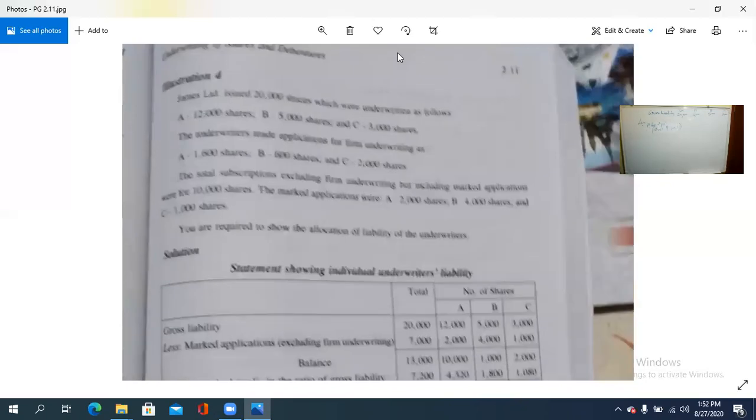Then less marked application, excluding what? Firm underwriting. Firm underwriting ഒഴിവാക്കിക്കൊണ്ടുള്ള marked application. എത്രയാണ്? See, underwriters' marked application for the firm underwriting is 1,600. Then total subscription excluding firm underwriting but including marked application is 10,000. Out of that, how much is only marked? 7,000 is to be marked. So 7,000 is the marked one. എത്രയാണ്? 2,000 is for A. B is 4,000.